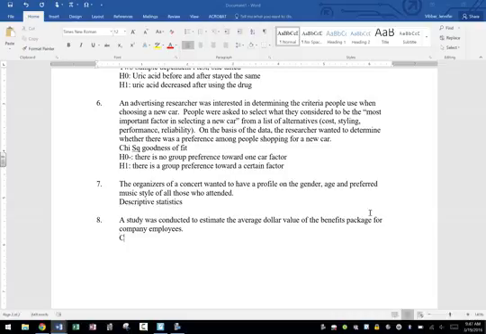So this, last but not least, is going to be a confidence interval. So hopefully this was quick and helpful.